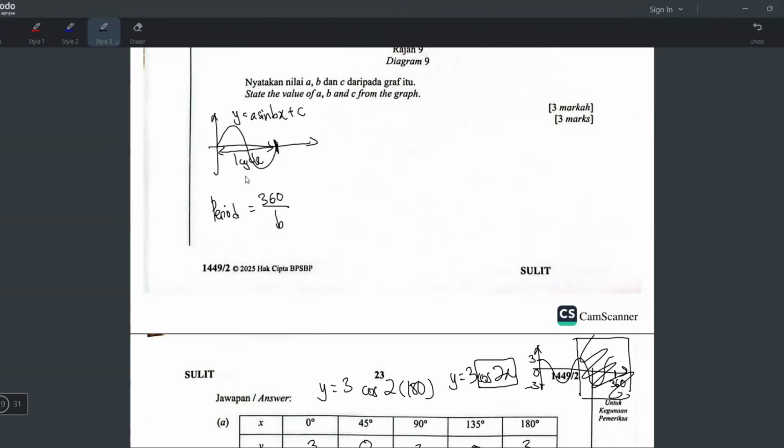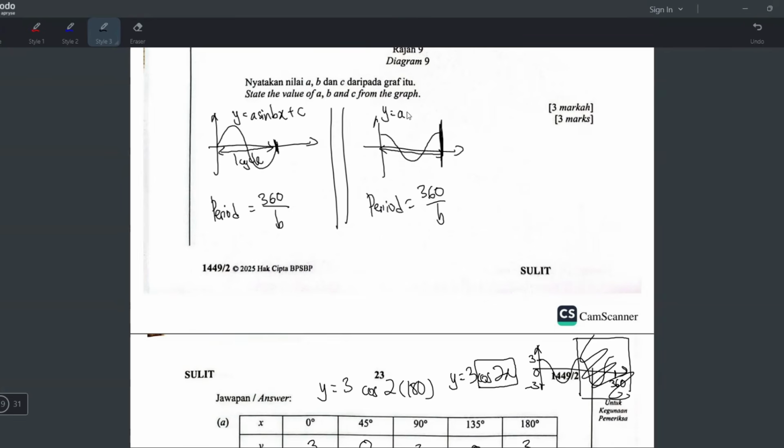Now what about for cos graph? For cos graph, one cycle is from here to here. Because this is where you complete one full cycle. If you go further, you just start repeating. That's why this is considered one cycle. And the formula to find period is the same, 360 divided by b. The reason for that is very simple, because it depends on the b value here.